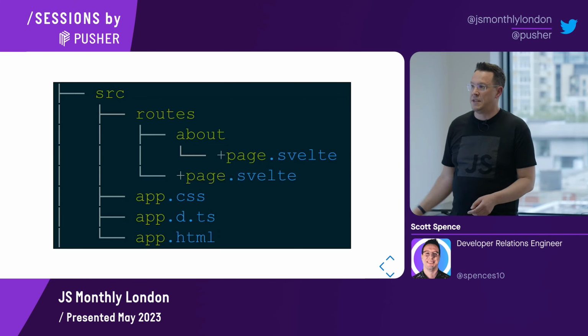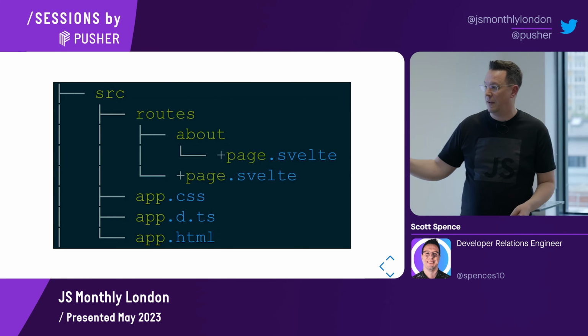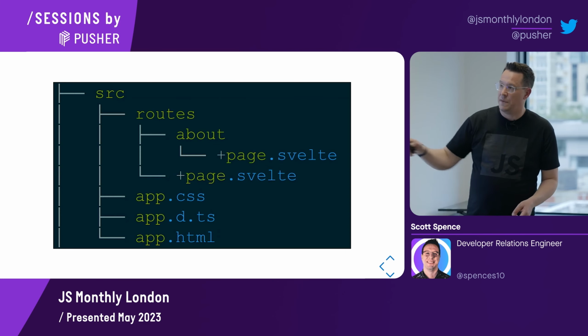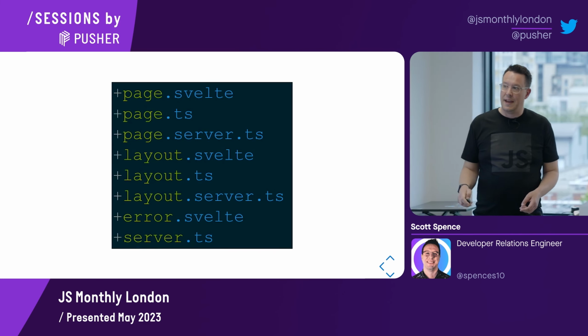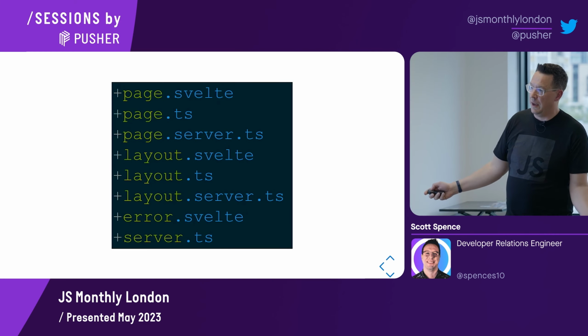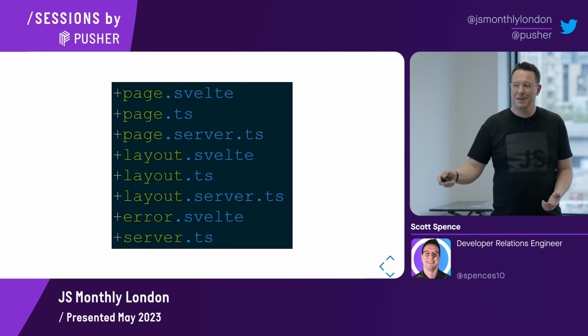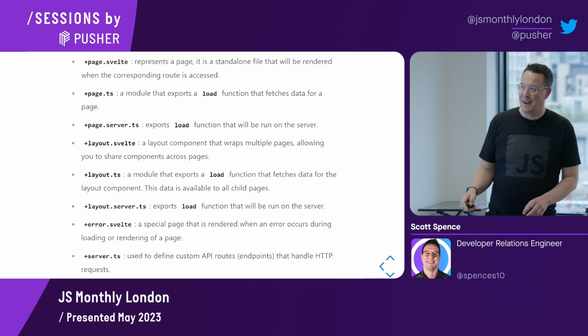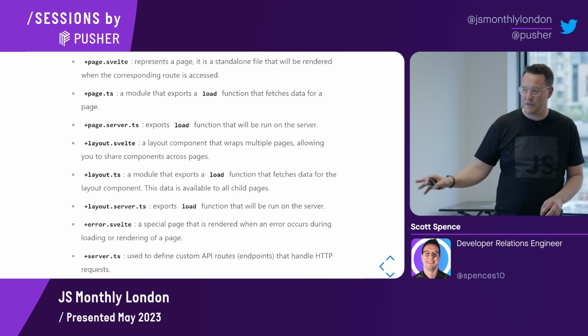So this is how you would have a page. So we have this plus page notation. There's other plus files. There's a page.ts file, page.server. There's a few. These are all special files we need to use in SvelteKit. Here's a brief synopsis of what each of them do.